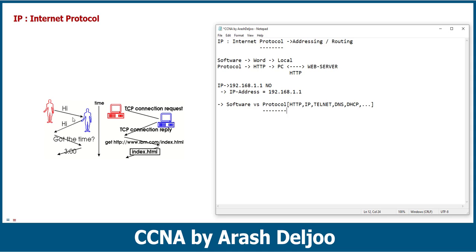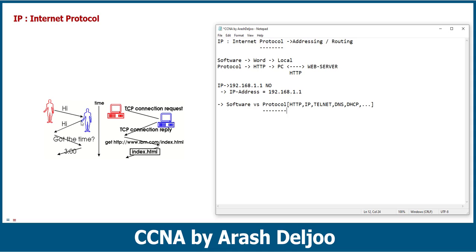Why? Because they are using two different languages, and this is a problem. This means that if you want to communicate between two persons, you need the same language between these two persons, for example, English or some other language. Because of that, here we have a rule. That rule is the protocol. The protocol for communicating between two persons in this example is the English language.